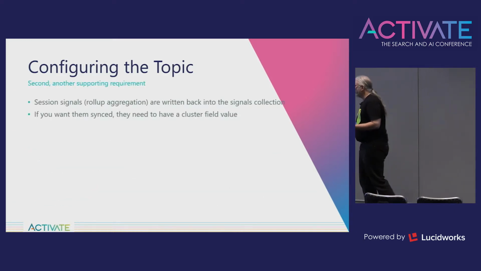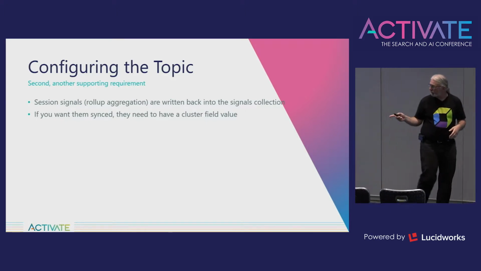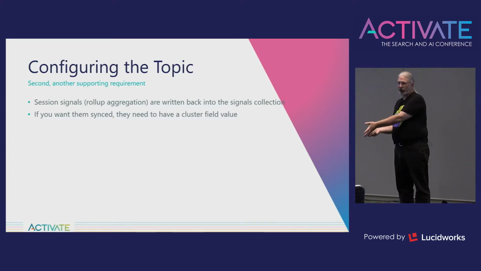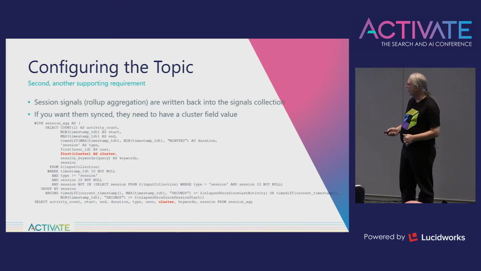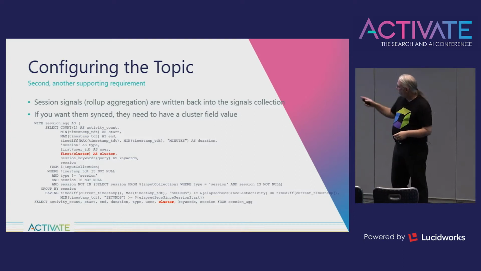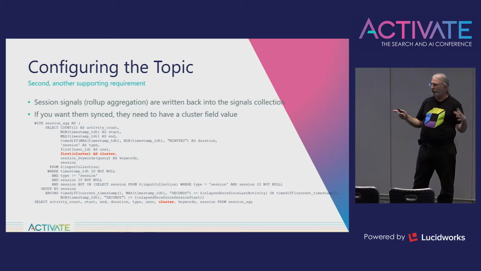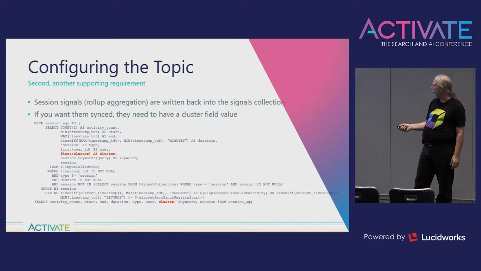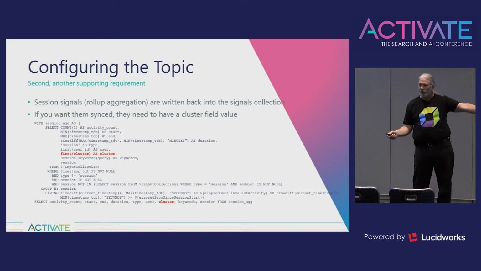Another supporting requirement is, remember those session signals I was talking about that get generated from that roll-up aggregation? Well, they go back into the signals collection. They need to be synchronized as well, so they need this cluster association with them. So this is the SQL code from the default Fusion 4.x roll-up aggregation, and you see the two chunks of red that we've got here. We've added a line to grab the first cluster, because it's using time differences to group together a set of requests. And we're going to grab the first cluster that it finds and use it for the entire session.